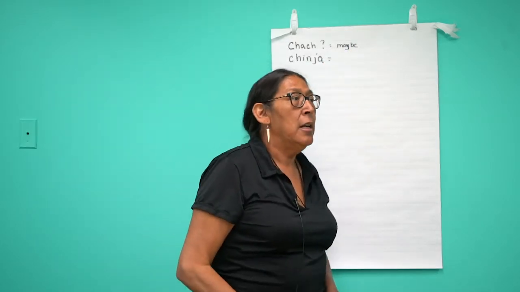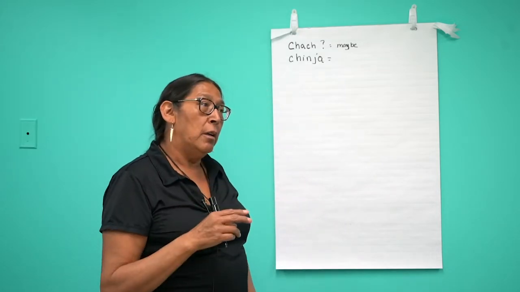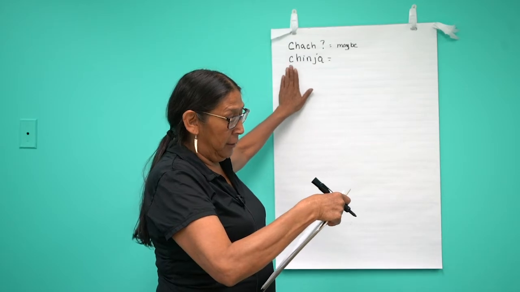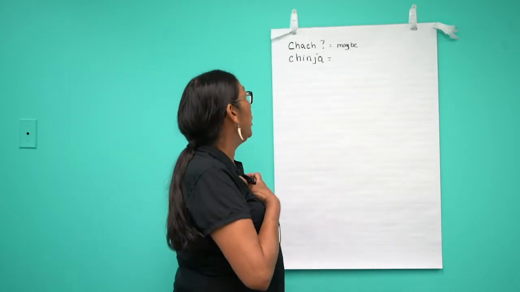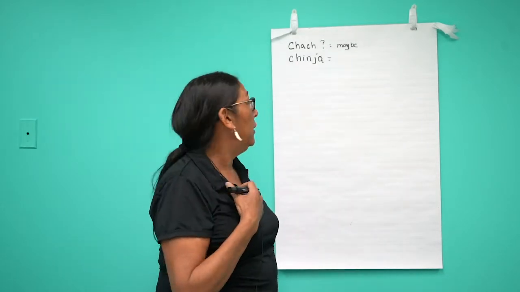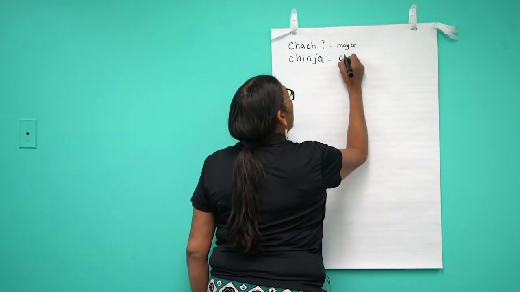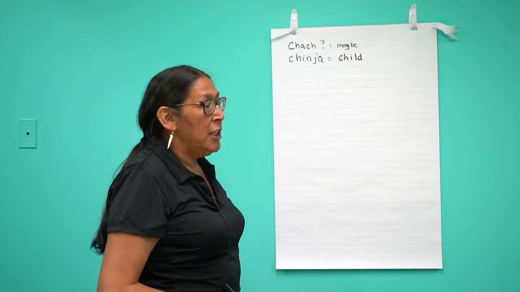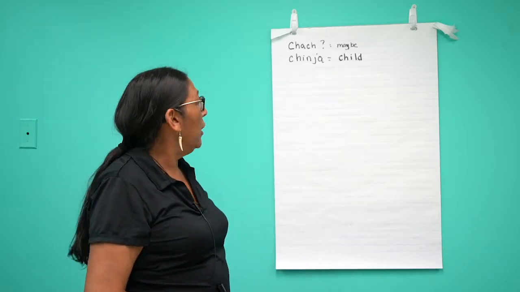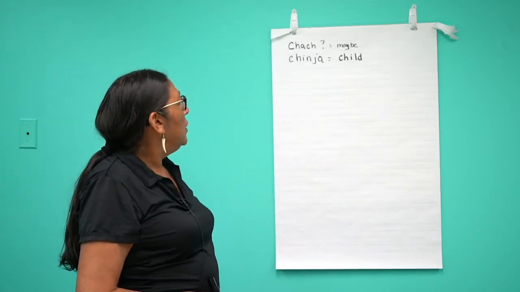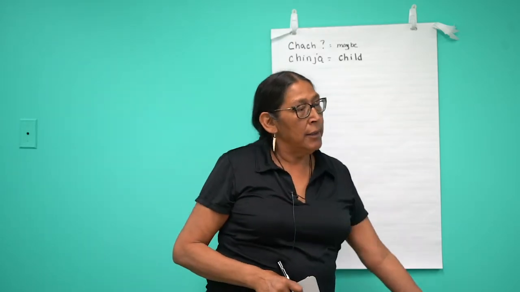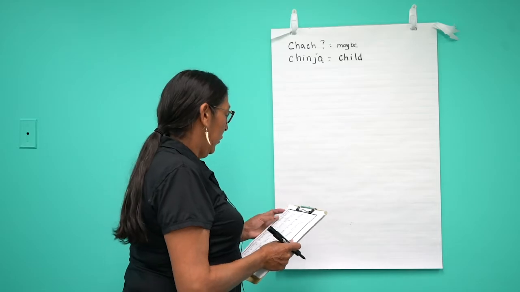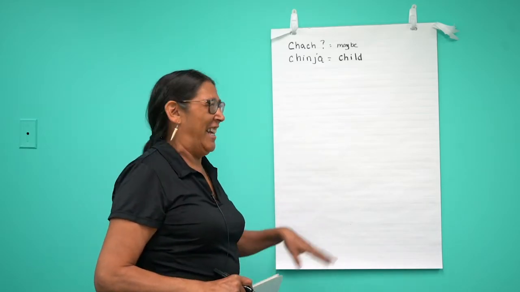Chinja, chinjam num nuha. I have, this is to be a child. I have two children. Chinja num nuha, child. Oh, chinja nina jusinan, that child is very small. Chinja nen induka, this child is hungry. Chinja Jaska. That child is white.